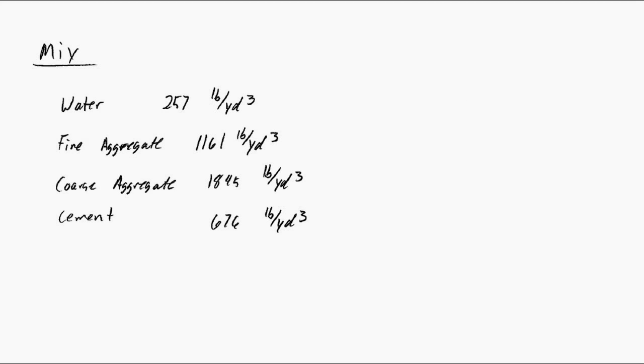For the final mix design here, we need 257 pounds per cubic yard of water, 1,161 pounds per cubic yard fine aggregate, 1,845 pounds per cubic yard coarse aggregate, and 676 pounds per cubic yard of cement. So that is how you proportion a mix design.